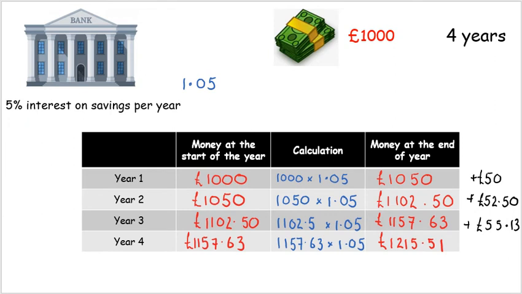And then an interesting fact might be, let's work out how much that increase was actually worth in pounds. What was that new 5% increase worth? So I'll just take my 1,157 and 63 away from 1,215.51. And that was an increase of £57 and 88 pence.